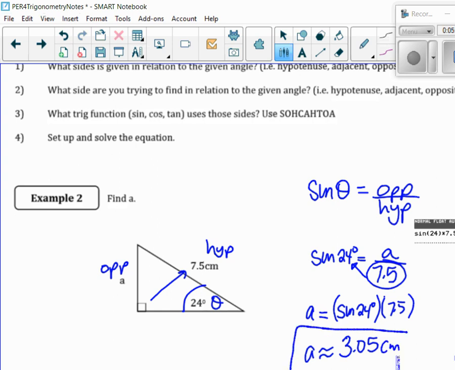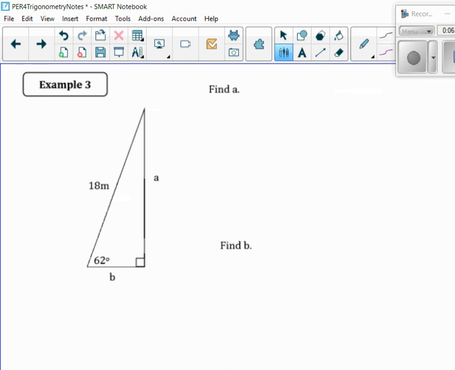Okay. Any questions how we did that? So we're just going to keep doing that. It's not too bad, eh? Okay. Keep going. Example 3. We need to find A, it says. Okay. Does everybody see? Here is my angle. So that is my theta. We're trying to find A. What's A in relationship to theta? Opposite. And 18, of course, is always going to be called all day long the hypotenuse.